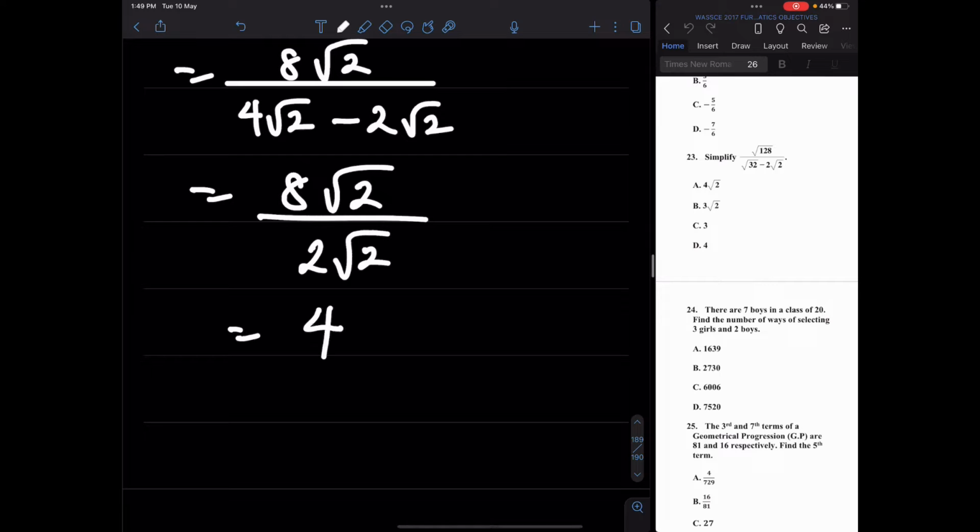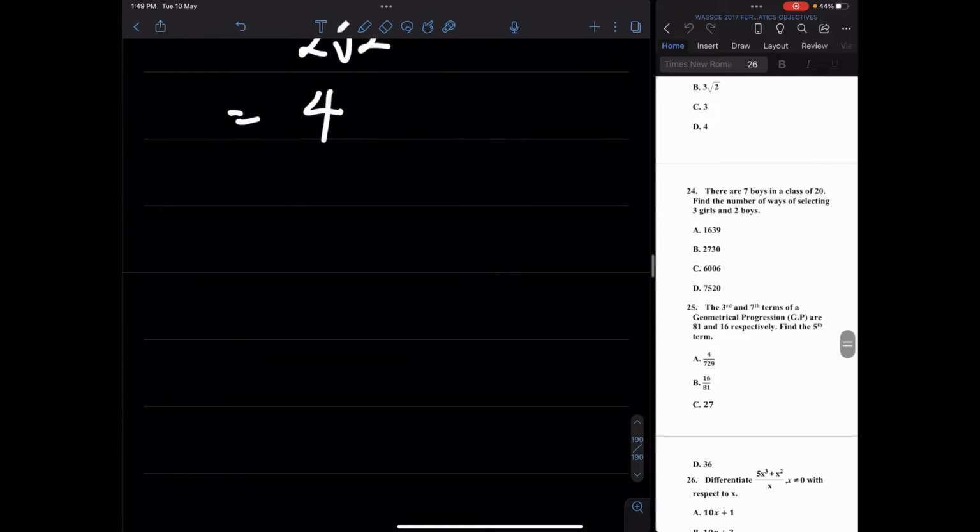The answer is 4. Yeah, 2 root 2 here 1, 2 root 2 here 4. And that's simply 4. So we go straight to the next, or you can simply say root 2 cancels root 2, 2 here 1, 2 here 4. That's simple, obviously. Now the correct option is D. We go straight to the next, which is number 24.